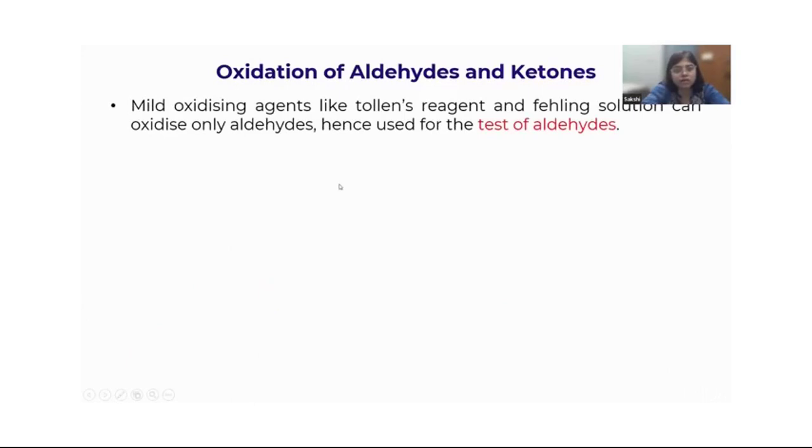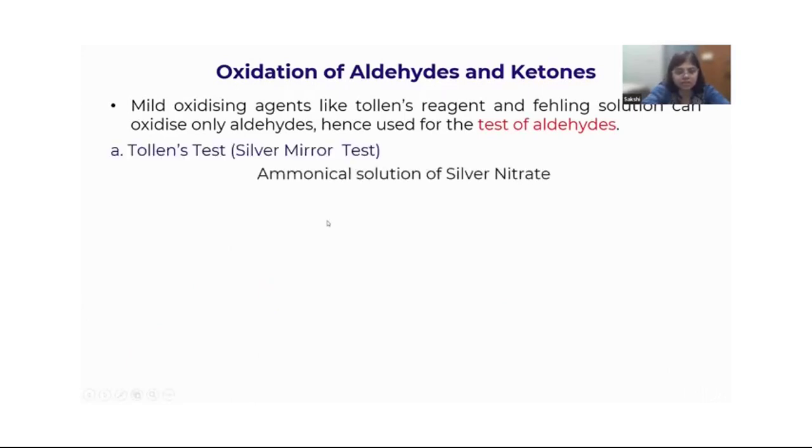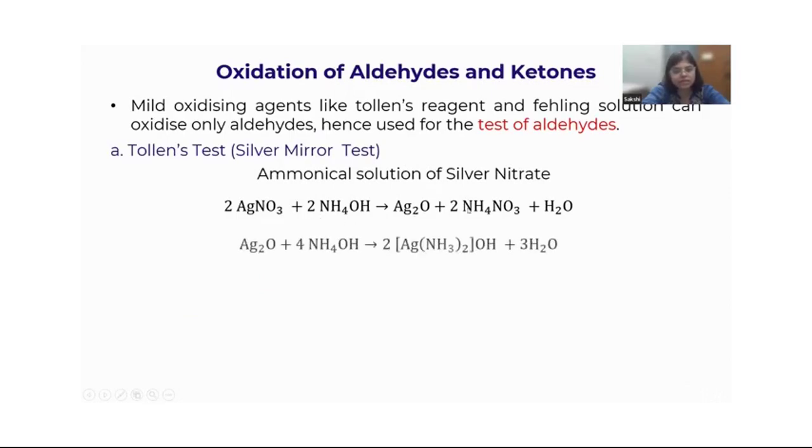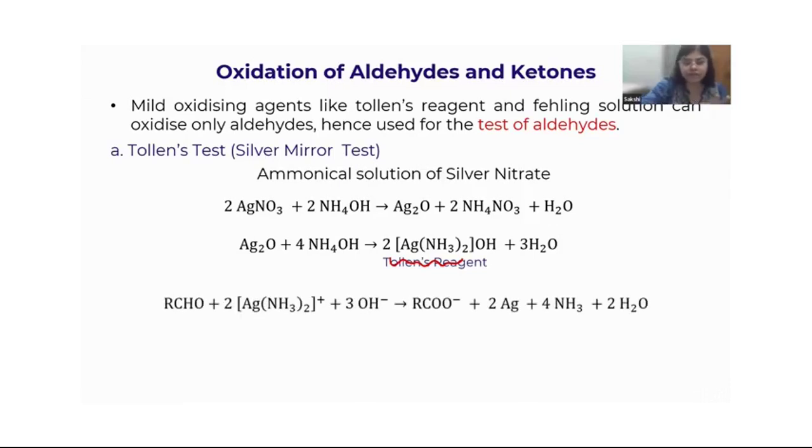So now there are oxidizing agents like Tollens reagent, which gives us the silver mirror test. So how is Tollens reagent prepared? We take silver nitrate and ammonium hydroxide. So we get silver oxide, ammonium nitrate, and water. Again, that silver oxide, if we add ammonium hydroxide, this is the Tollens reagent. Okay, so we always prepare it in a fresh condition.